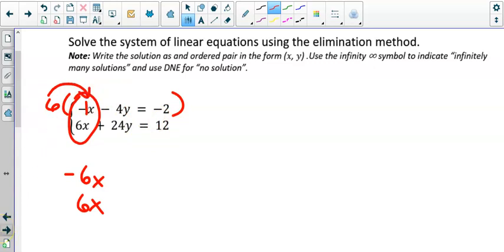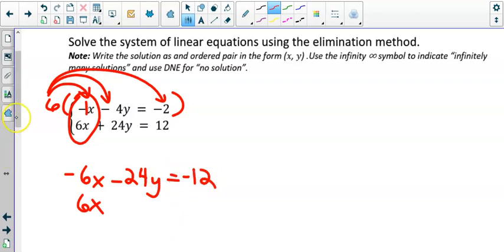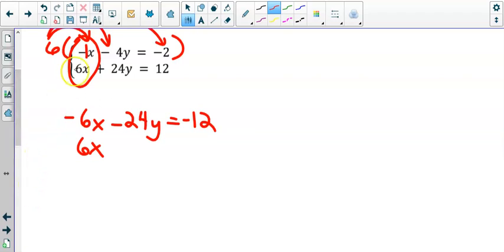Well, we already know what's going to happen there. 6 times a negative 1 gives us negative 6x. What's 6 times a negative 4? Negative 24. And what is 6 times a negative 2? All right. And then down here, we still got 6x, we still got the plus 24y equal to 12, because we don't change the bottom one because we already had what we needed.